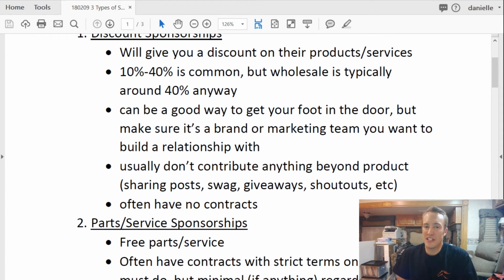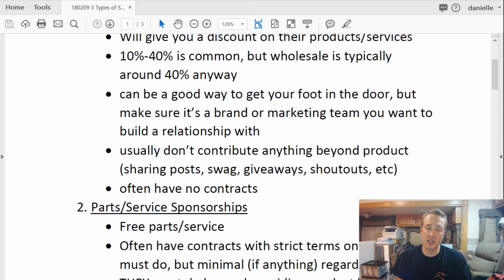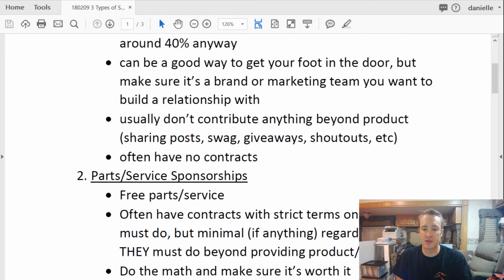If you do take a discount sponsorship, it's great to build a relationship, but you've got to make sure it's a company you really want to build a relationship with. Often these companies are smaller, and they may not have the marketing budgets for some of the larger partnerships we'll get into shortly. Sometimes, especially the first time, they want to see what you're capable of, so they might give you a discount and minimize their risk.